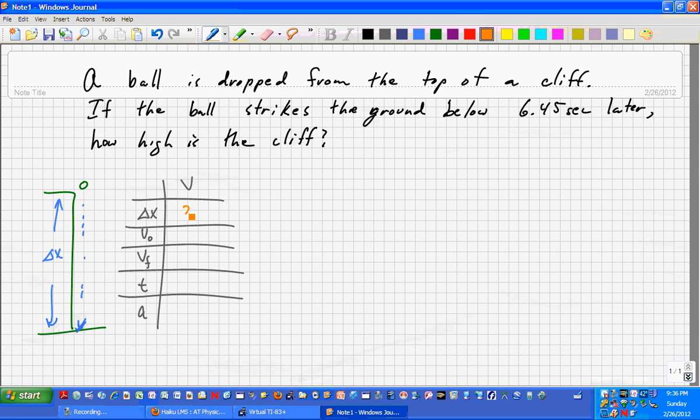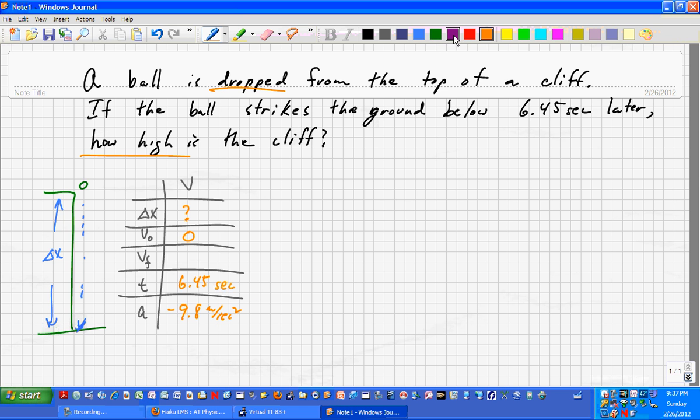We know that we're looking for the change in position. We want to know how high the cliff is. V0, since we're dropping the ball, would be 0. V final, we're not told and we're not asked about, so we'll just skip over that. Time is equal to 6.45 seconds. And then acceleration, since it's a falling object, is negative 9.8 meters per second squared.